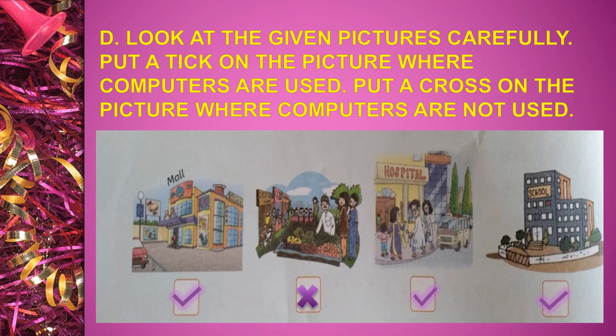Now the next picture is of a vegetable seller. Have you seen a vegetable seller using computer? No. Cross it. Then the next picture is of a hospital. Yes, hospital uses computer for so many purposes. Next picture is of a school. Yes, you have learned in this chapter that we use computer for so many purposes in the school.